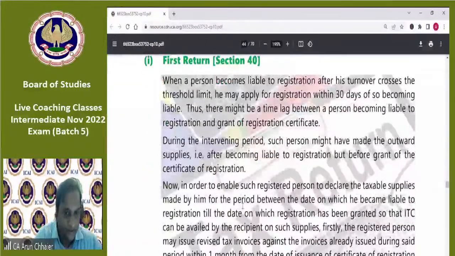Other return. First return is under section 40. So suppose there is a liability and you become liable to be registered. We have discussed that. Let me talk about the calculation in dates.